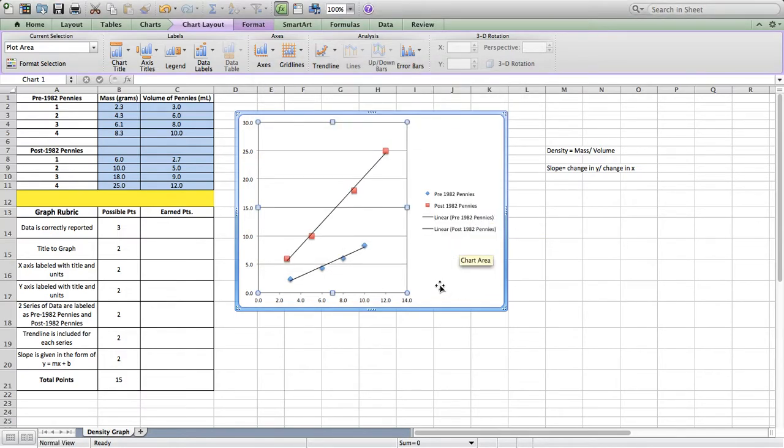So now I've got that trend line, which means I have really good looking data. And please keep in mind, these numbers are totally fictitious. I did not actually measure those. I didn't bring a graduated cylinder home.